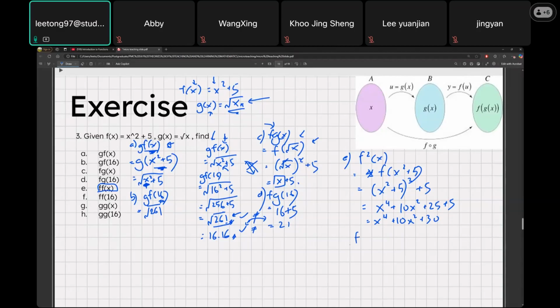So f squared 16. This is going to be a very large number. 16 power 4 plus 10 times 16 power 2 plus 30. Okay. 68126. Is this correct? Okay, let me grab my calculator. One second.